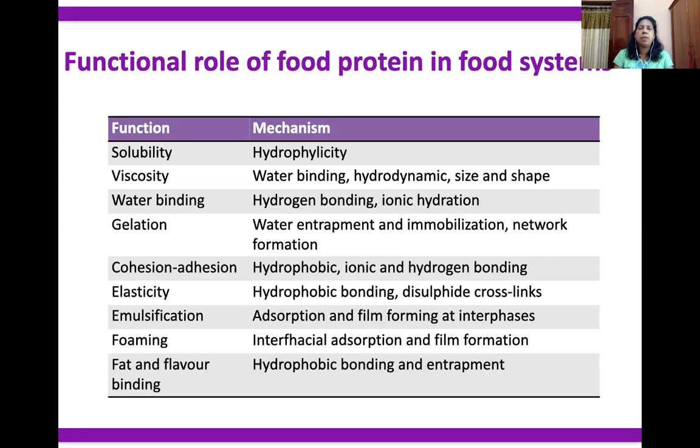Sulfur-rich amino acids are not much available in legumes, right? That is why you can't see the hard texture in legumes. But animal proteins have high sulfur content, sulfur-rich amino acids. Therefore, hydrophobic bonding as well as elasticity will be there.